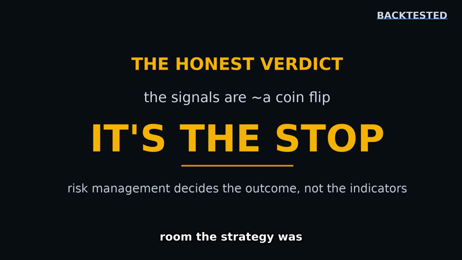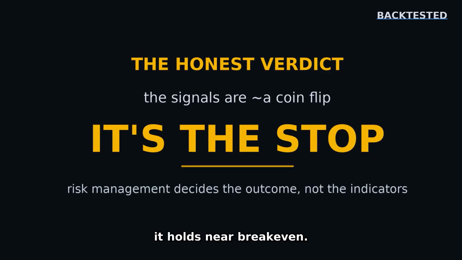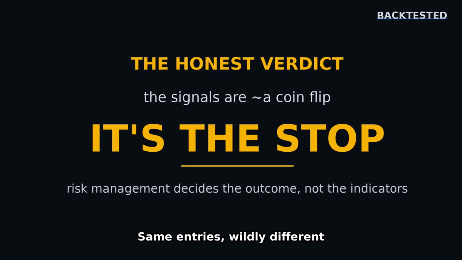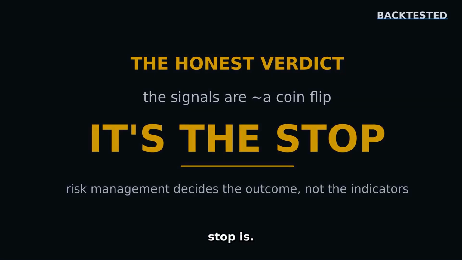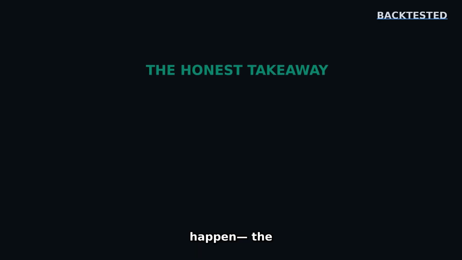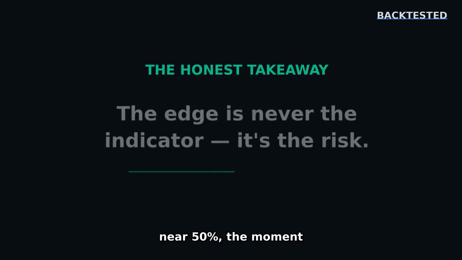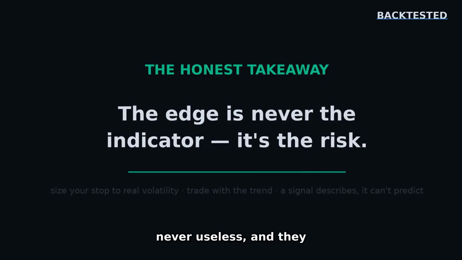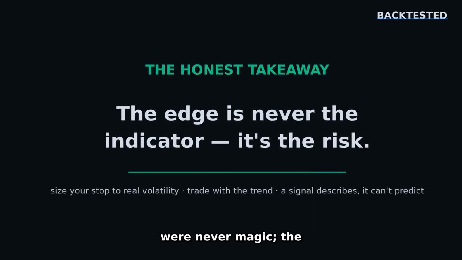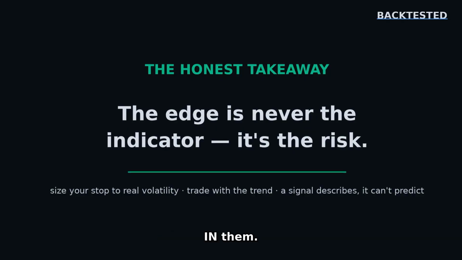Give the stop the room the strategy was designed for, out near the SAR dot, and it holds near break-even. Same entries, wildly different results. The three famous indicators were never the real story here. How you size the stop is, we just watched it happen. The very same signals went from bleeding at 34% to roughly breaking even near 50% the moment we gave the stop room to breathe. Nothing else moved, so the indicators were never useless, and they were never magic. The edge was simply never in them.